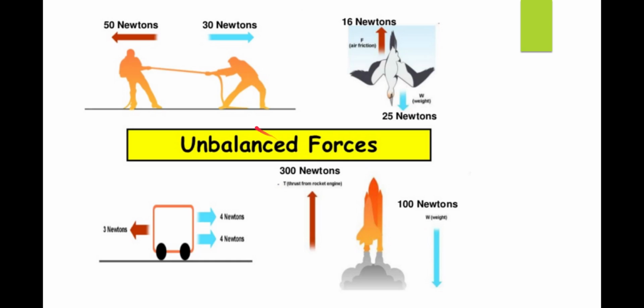So you can see we have a little tug of war over here where 50 newtons, and newtons are a measure of force, are being exerted by the winner, the person that's winning as opposed to this person. We have this bird that is diving downward with the air friction against it. Same thing here with this shuttle.